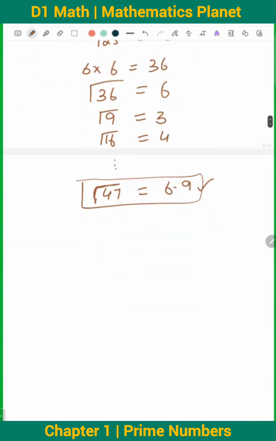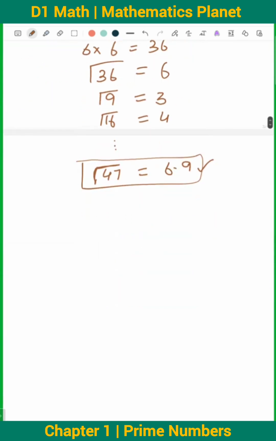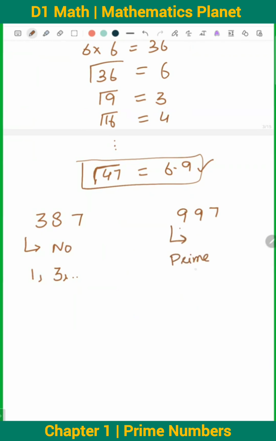Now let us find out about a few numbers. Let me write 387 and 997. So 387, is it a prime number? No. Why? Because it is divisible by 1, 3, and many other numbers. What about 997? 997 is a prime number because it is not divisible by any number.